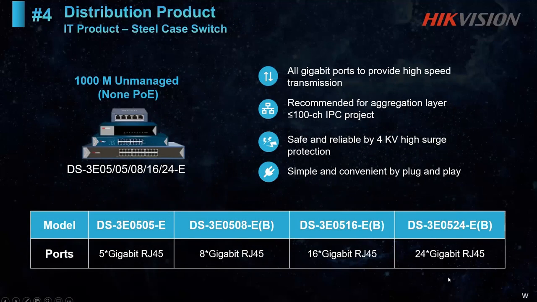Here is the IT product lineup. This is more inclined for use at the aggregation layer of IP camera projects with fewer than 100 channels. All the gigabit ports in these switches provide high speed transmission for your installation, and these switches also have safe and reliable 4 kV high surge protection. And this is a simple switch, so you can just plug and play.